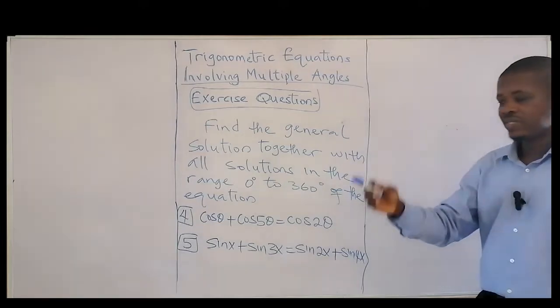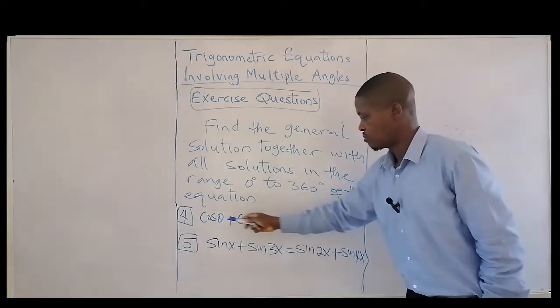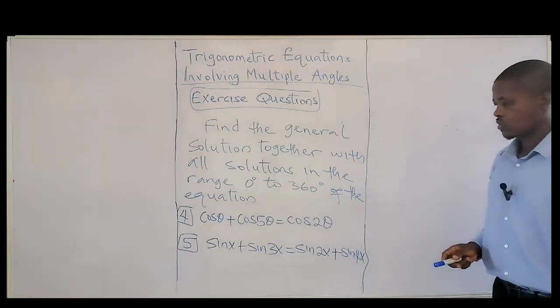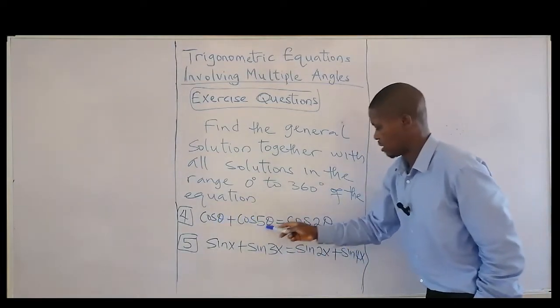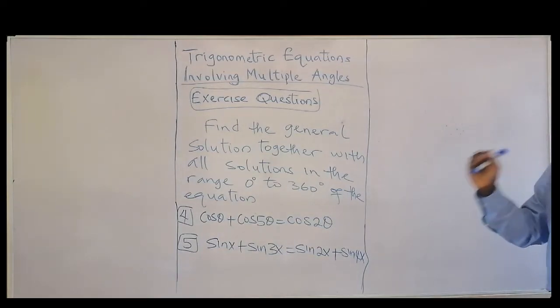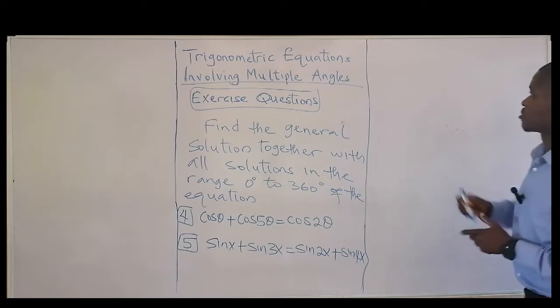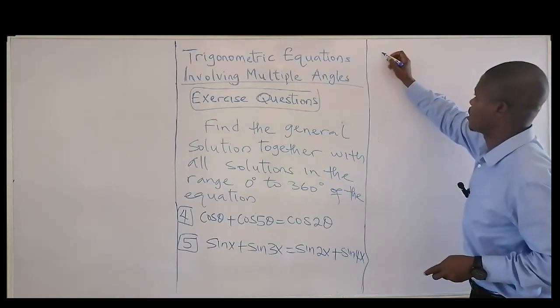In question 4, we have 5 theta here, we have theta here. So objective number 1 is to turn the equation to the same angle. We have theta here, 5 theta here, 2 theta here. So we want to turn all the angles to be the same. So let's see how we can do that. We are going to start from the left hand side.